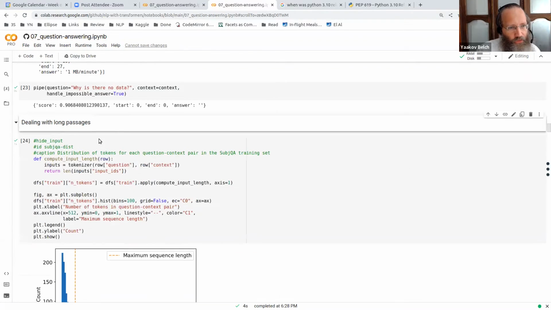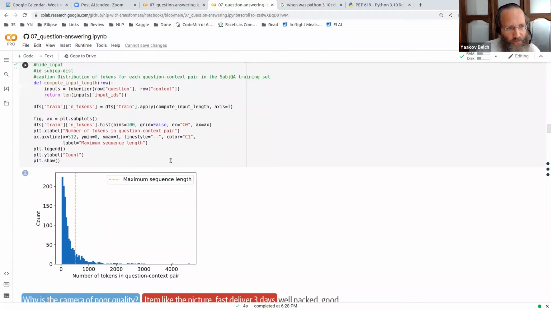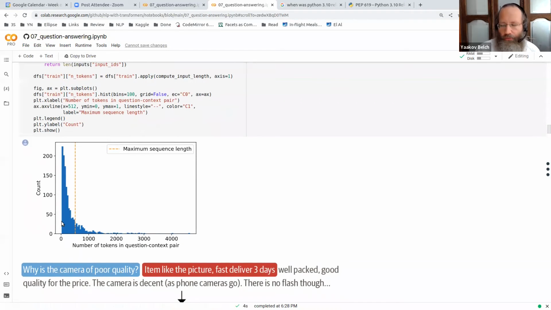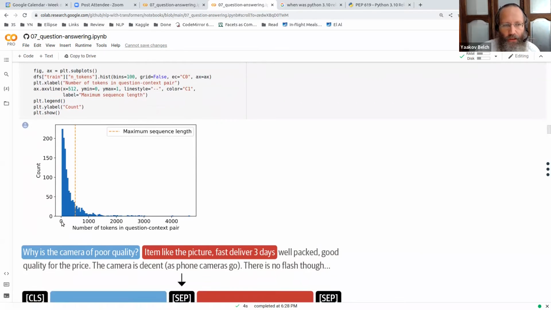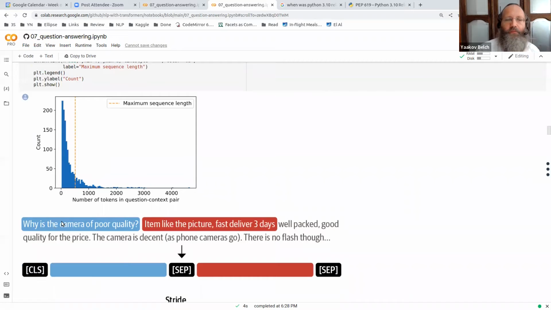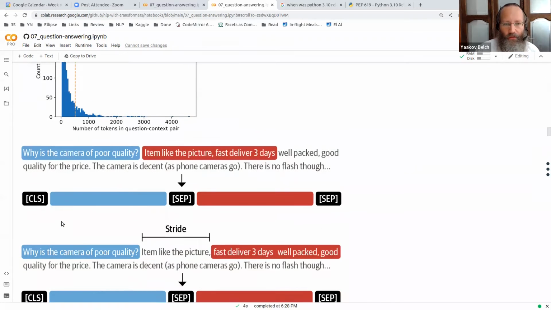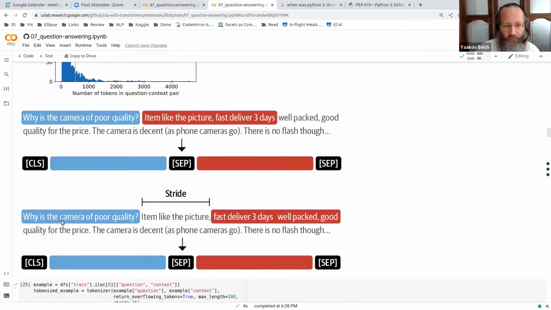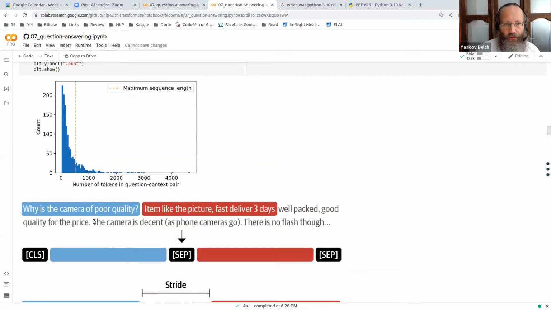We have over here the point of dealing with long passages. So we see how long are the passages. We see that some of them are very long, but most of them are short. And we decide that over here, this is not a problem because we can chunk up the text and have overlapping frames. Now, why is it good over here?